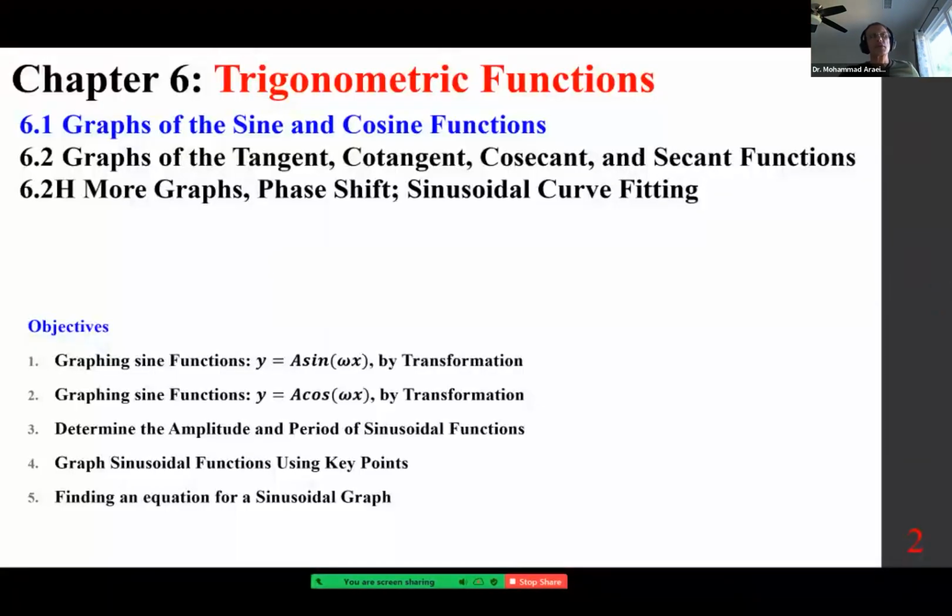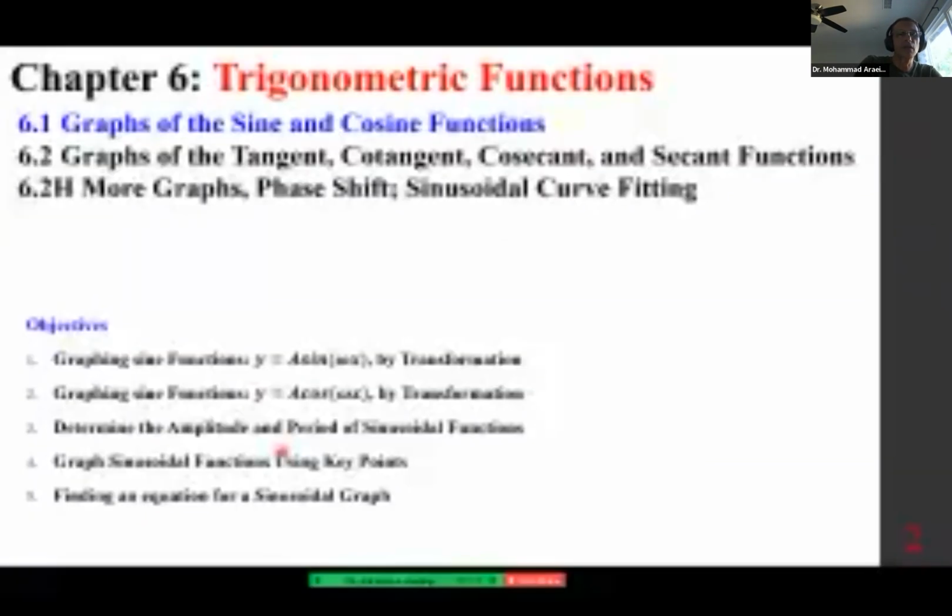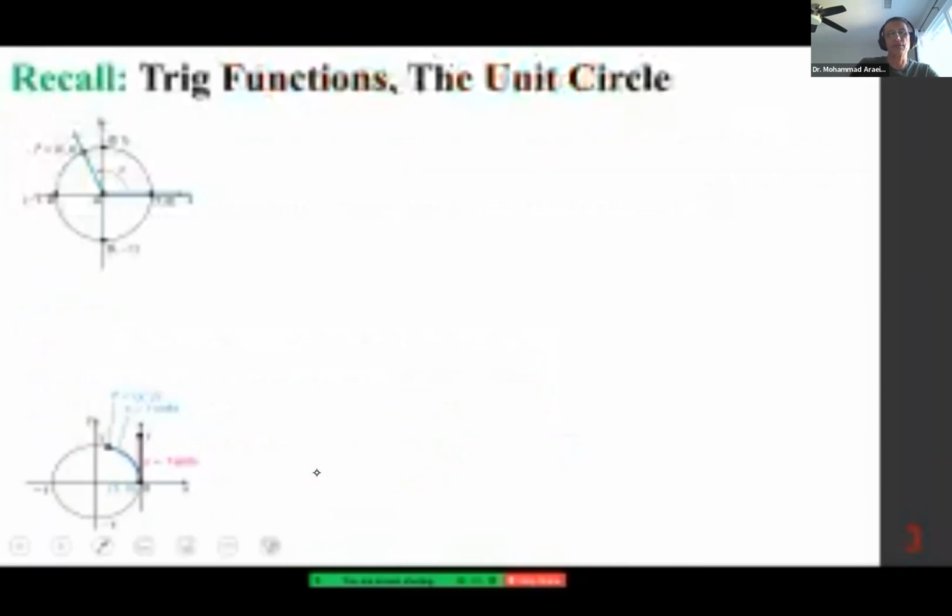We're going to get graphs of sine and cosine functions, then graphs of tangent, cotangent, cosecant, and secant functions, and more graphs: phase shift, sinusoidal curves, fitting. So in this section, we're going to look at y equals a sine omega x by transformation, y equals a cosine omega x by transformation, and then determining the amplitude and the period of sinusoidal functions, graphing sinusoidal functions using key points, and finding an equation for a sinusoidal graph.